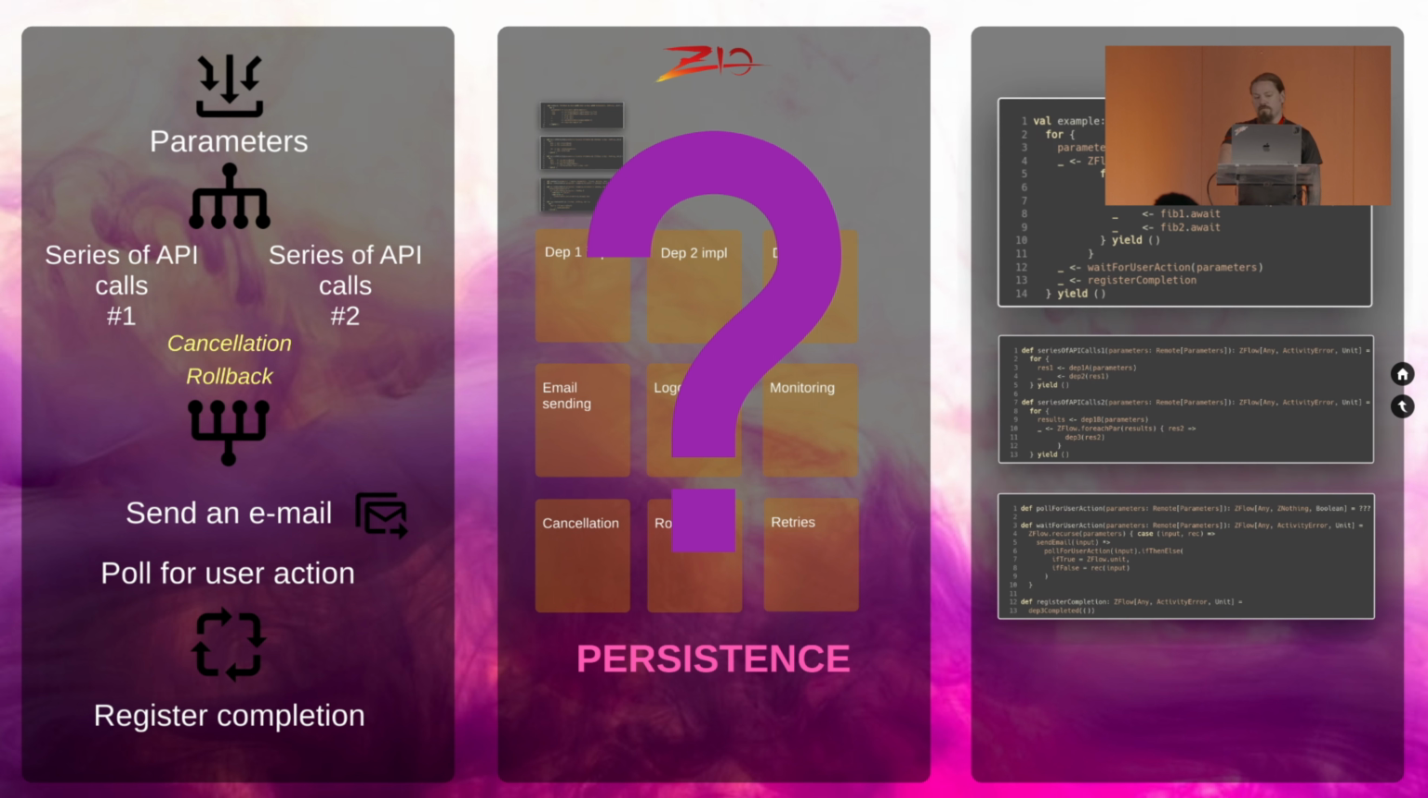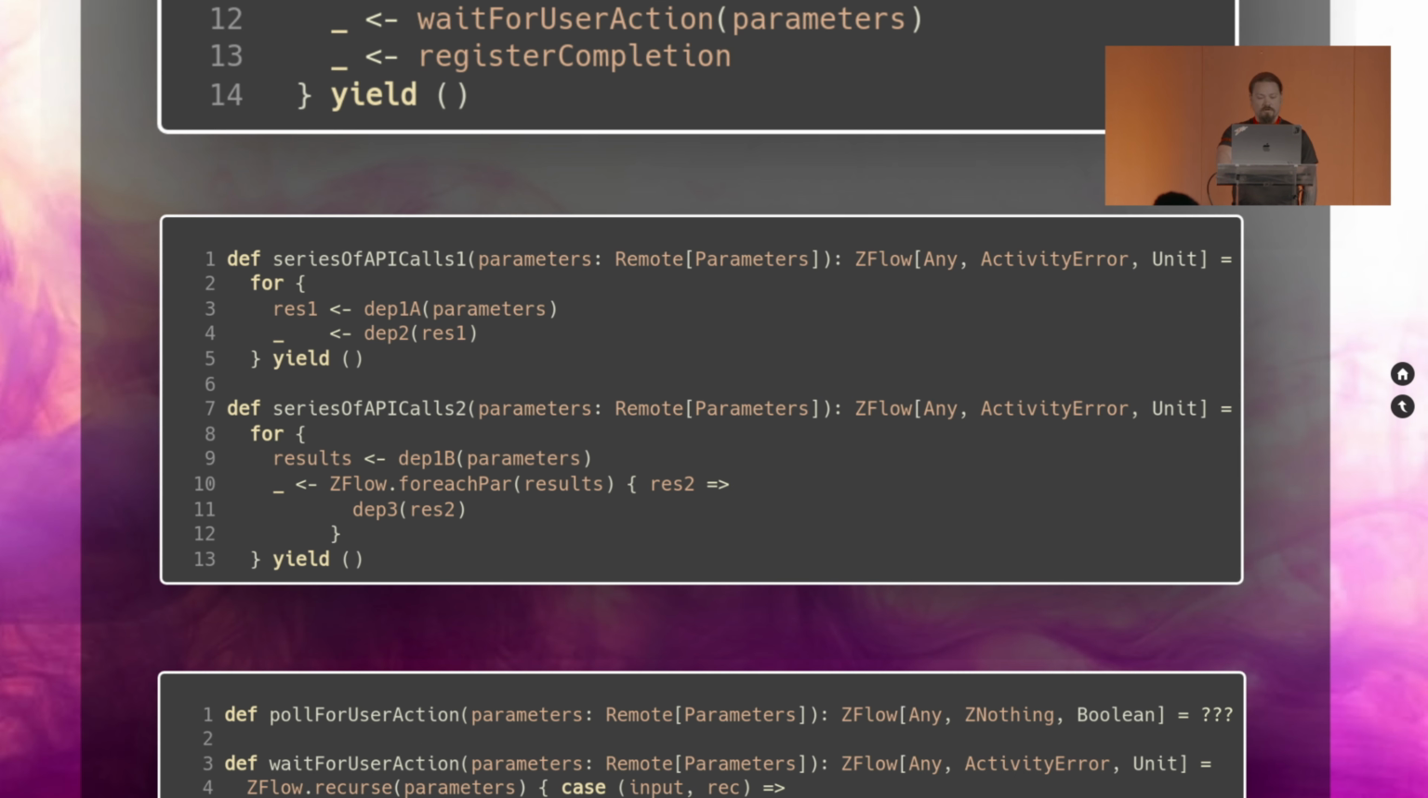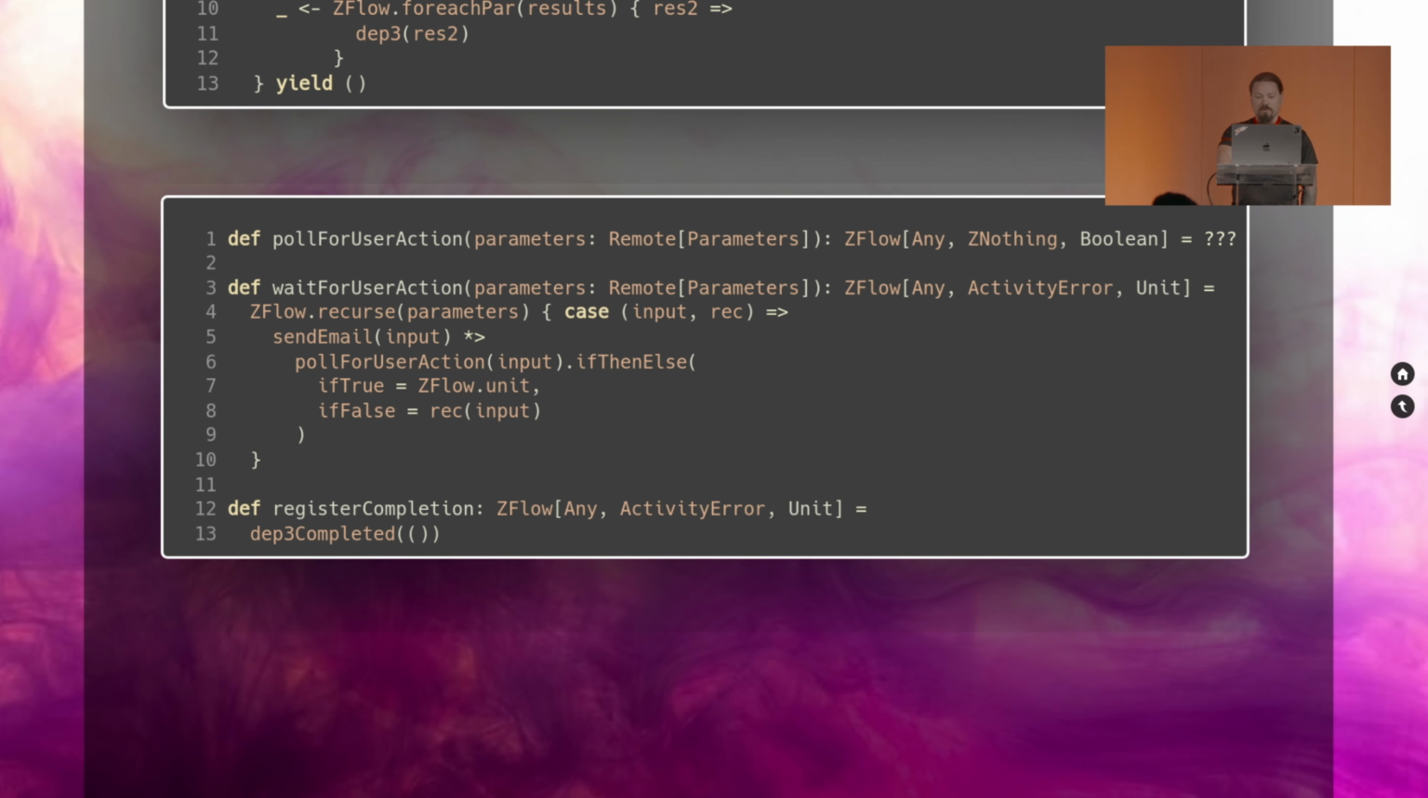But if we try to do the same thing with ZIO Flow, we can write something that is very similar. We are just now defining ZFlow programs and not ZIO programs, but using similar constructs like forking things and using for comprehensions, using foreachPar, using scheduling and recursion and so on.